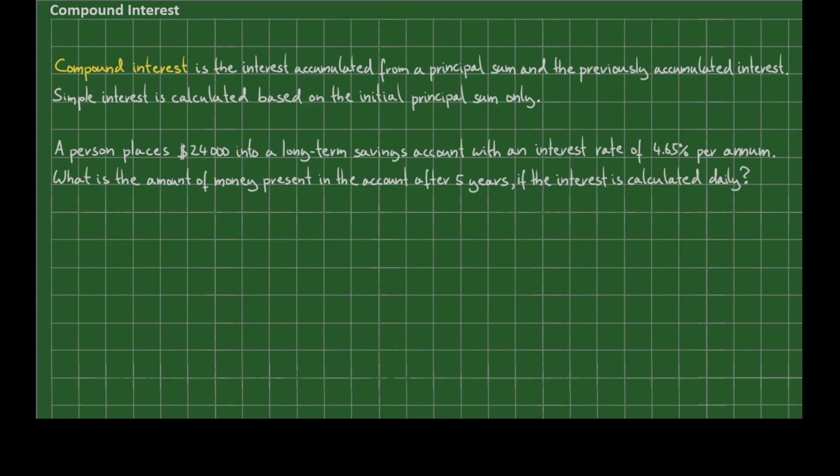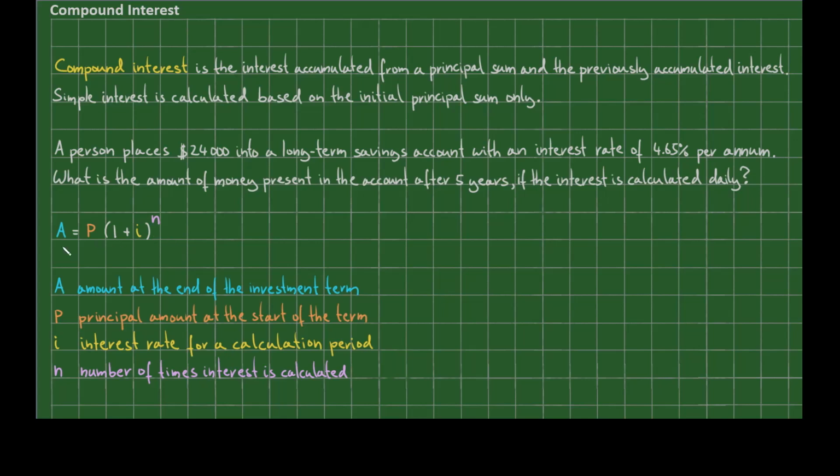Anyway, the question is, what is the amount of money present in the account after 5 years if the interest is calculated daily? In order to solve this problem, we need the compound interest formula. It is A equals P multiplied by 1 plus i, all of that raised to the power of n. A stands for the amount at the end of the investment term, P stands for the principal amount that we are going to invest initially, i stands for the interest rate for a calculation period, and n stands for the number of times interest is calculated.